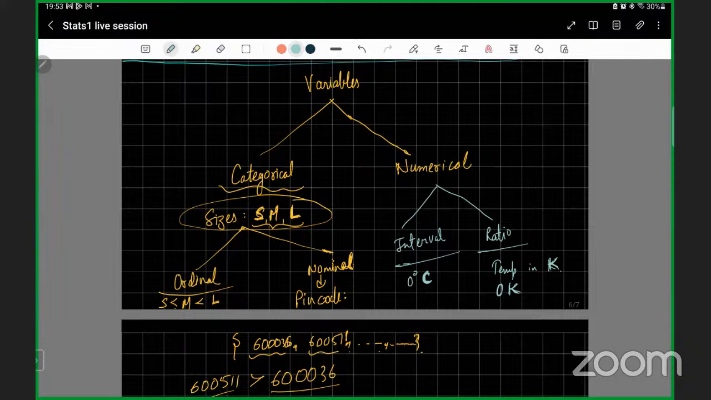Is that clear, your doubt? The only difference is that in the ratio scale, you will have absolute zero. But in the interval scale, there is nothing like that. There is no absolute zero.